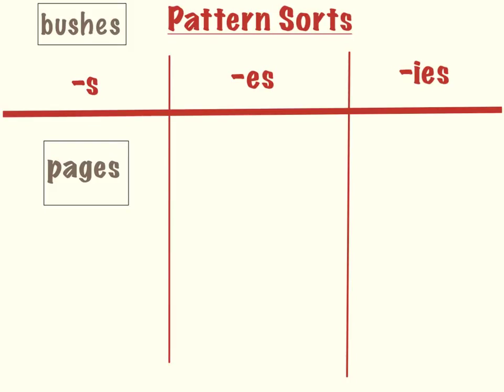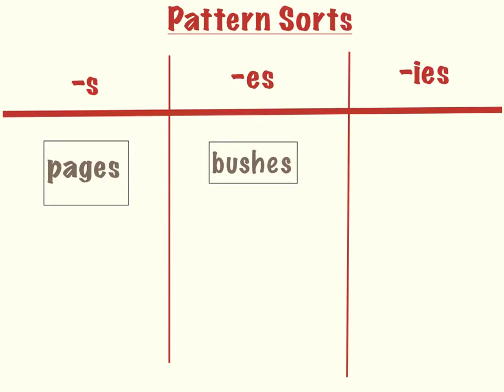Now let's think about the word bushes. Do you think it added an S, an ES, or an IES? Bushes added an ES. How about the word spies? How did that become plural? That's right. It was SPY. It dropped the Y and added IES. Great job.